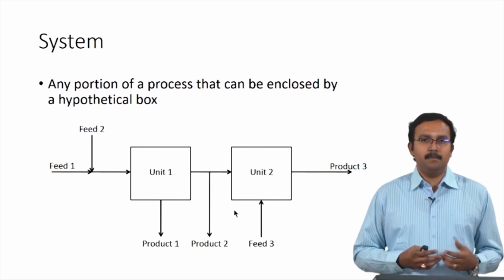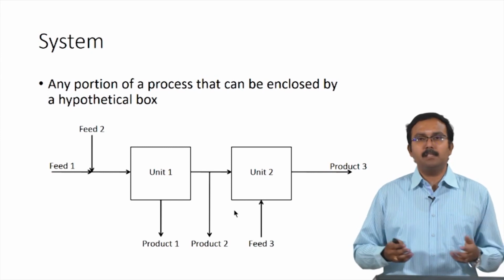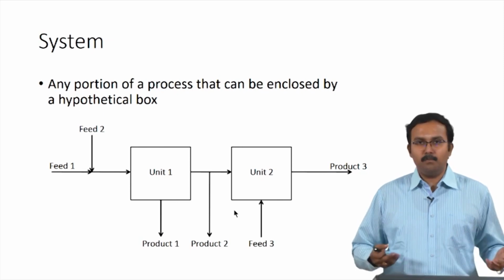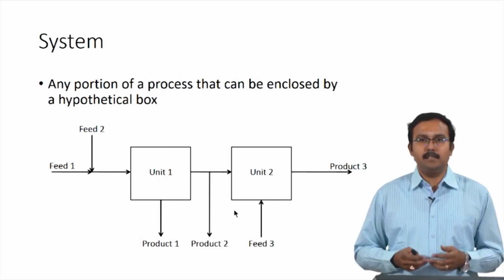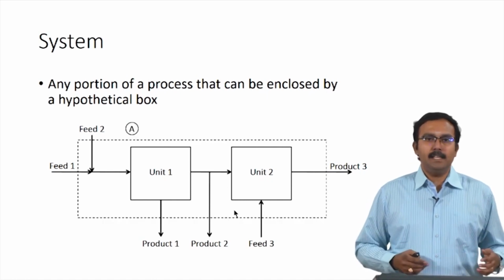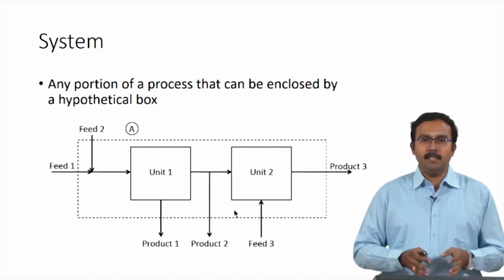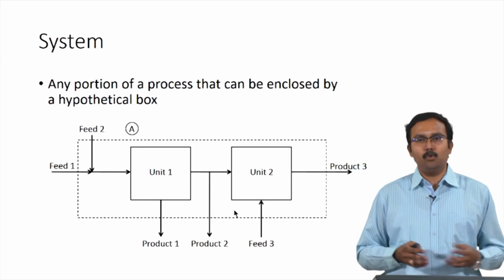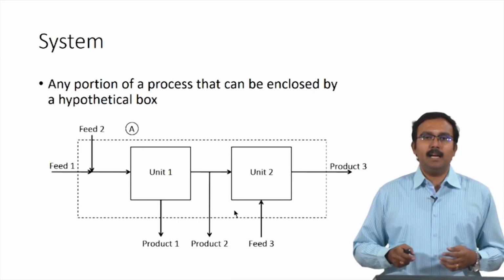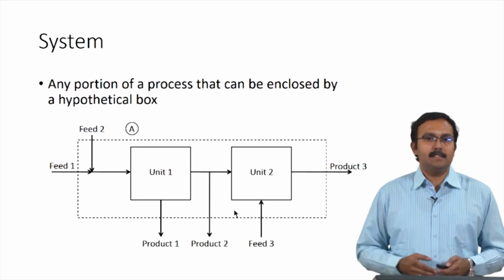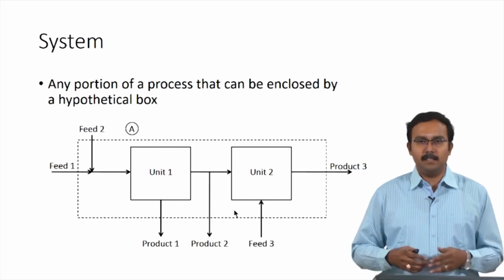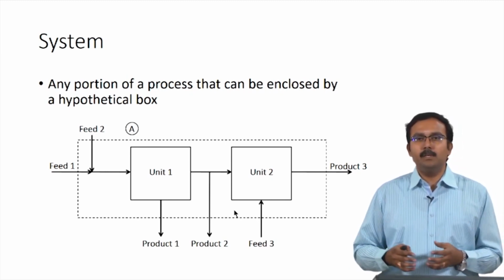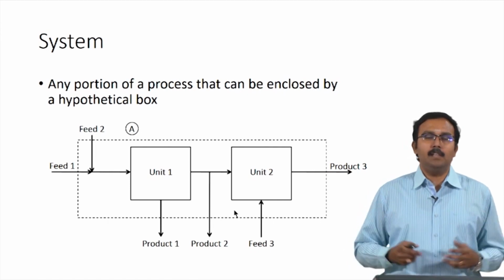The way we defined a system earlier was any portion of a process that can be enclosed by a hypothetical box. This means we can actually draw different boxes to represent what each of these systems would be. This is the overall system. You see that every process which happens within the system, every single unit which is present within the process, has actually been encompassed by this overall system. This makes sure that only feeds are crossing the system boundary and products are leaving the system boundary. It does not account for the mixing points or the splitters or the units separately. So this is called the overall system.